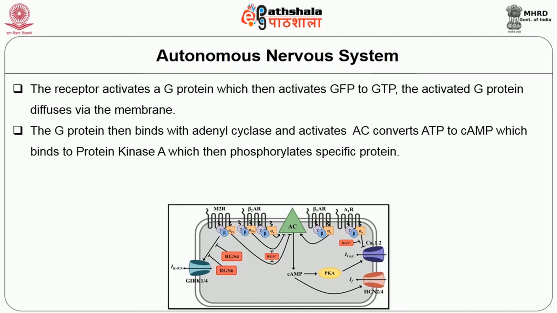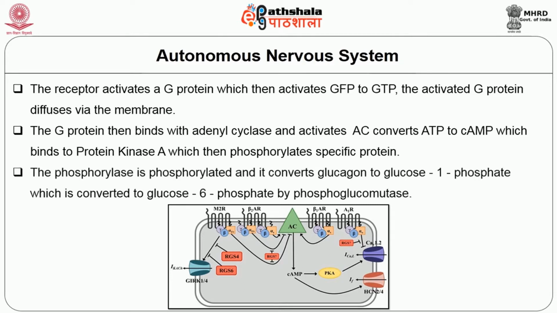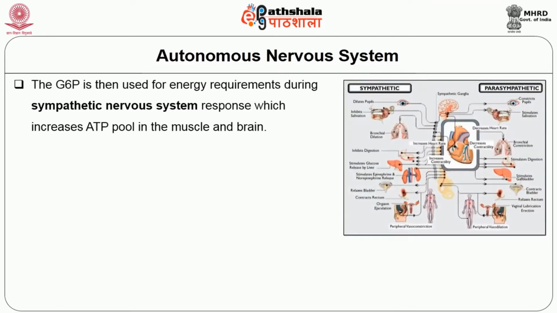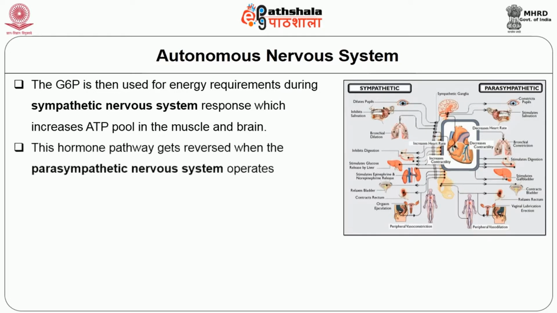AC converts ATP to cAMP, which binds to protein kinase A, which then phosphorylates specific proteins. The phosphorylase is phosphorylated and it converts glycogen to glucose 1-phosphate, which is converted to glucose 6-phosphate by phosphoglucomutase. The G6P is then used for energy requirements during sympathetic nervous system responses, which increases the ATP pool in the muscle and brain. This hormone pathway gets reversed when the parasympathetic nervous system operates.